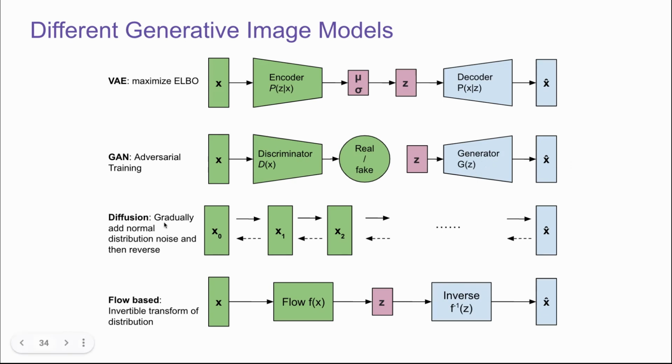For diffusion, we gradually add normal distribution noise and then reverse the process. For flow-based, we have a magical function f(x) that can transform real images to a normal distribution. And then if we inverse that magical function, we can transform normal distribution to actual new images. So those are the summary of generative image models.